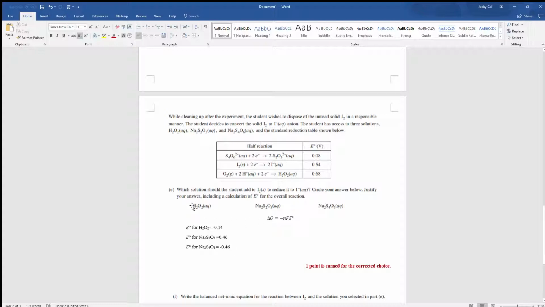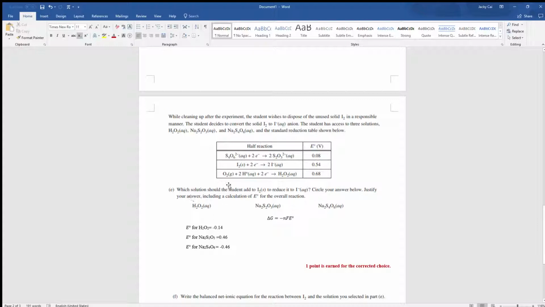For H2O2, the H2O2 is on the wrong side of the equation. We should flip it to the left side because we are adding H2O2, we're not producing H2O2. So if we flip this equation, this would become negative, and the answer should be negative 0.14. And for the second one, Na2S2O3 is also on the wrong side, and if we flip this equation, this would become negative, and the answer should be positive 0.46.